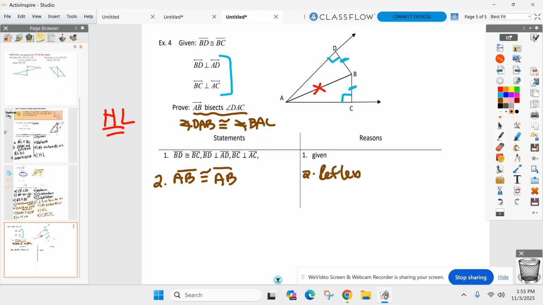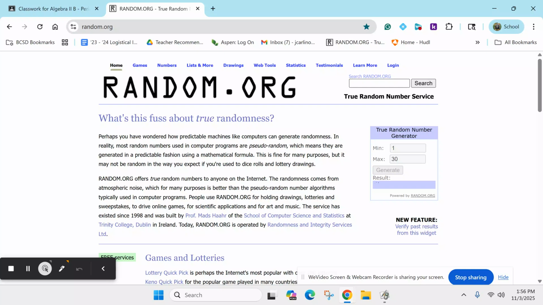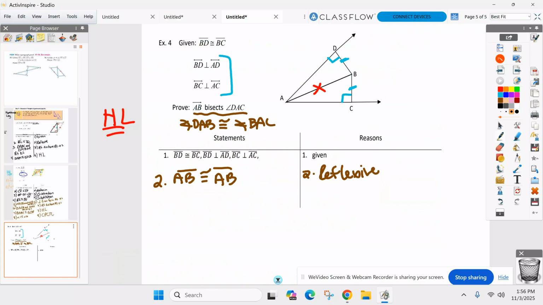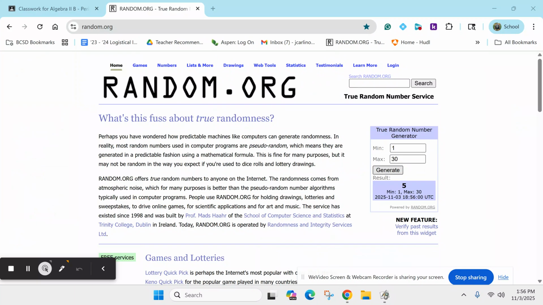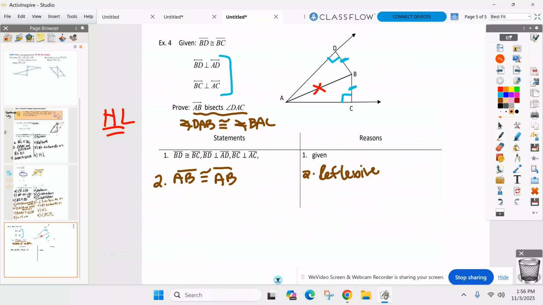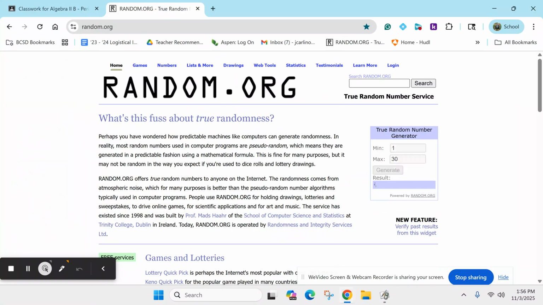Reflexive. Remember, this is special proofs. When you use HL, it requires some special statements. HL can only be used in what type of triangles, Liam? Right triangles. Okay, well, I don't have it stated that I have right triangles. Before you have right triangles, what do you need to have? Shreya, what do right triangles have? I don't even have that written down, so that's where I'm going to start. Name the two right angles for me.